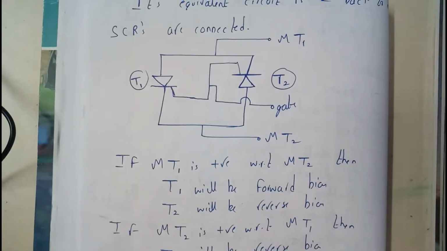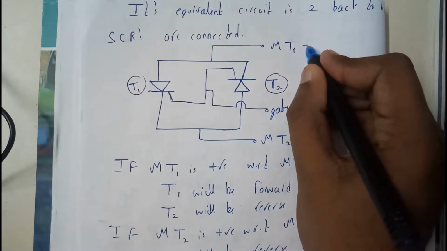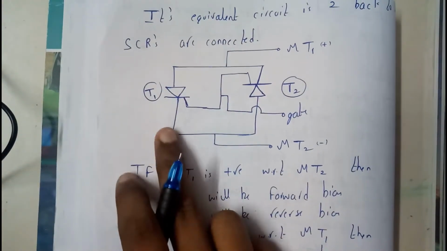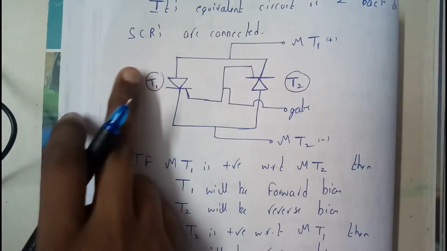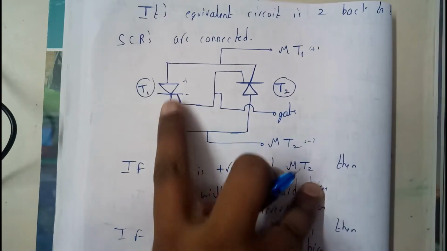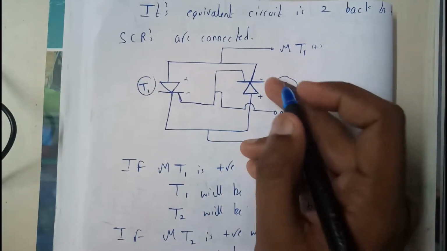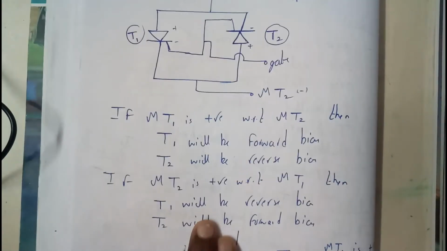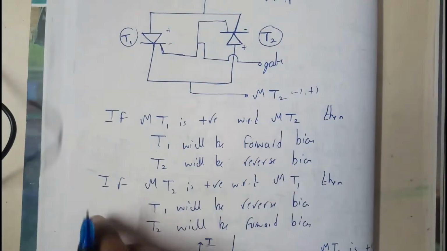Further moving on, if MT1 is positive with respect to MT2, that means MT1 is positive and MT2 is negative. I have assumed that this is the diode T1 and this is the diode T2. Positive with positive, and negative with negative gives T1 a forward bias. When we come to T2, it is in the opposite direction, right? Positive with negative and negative with positive, hence it's going to be a reverse bias. Further moving on, similarly apply MT2 positive and MT1 negative. You can write a simple statement guys.